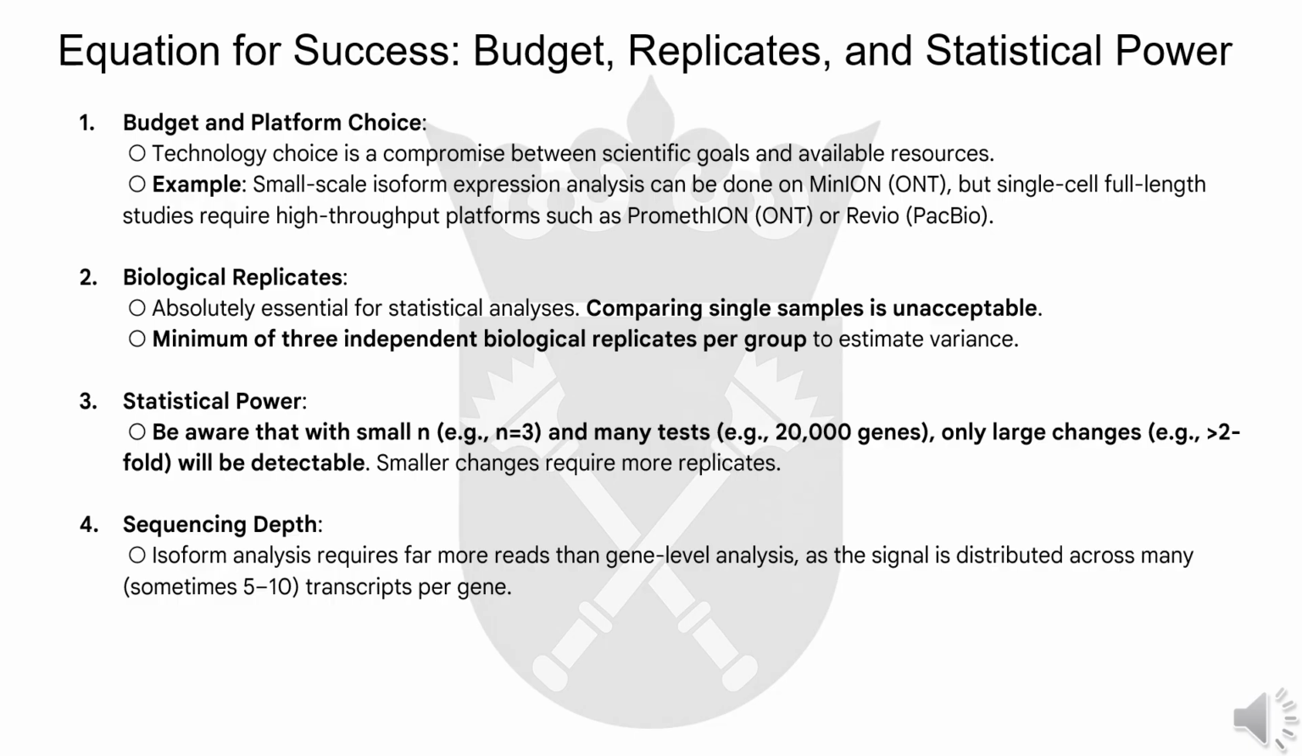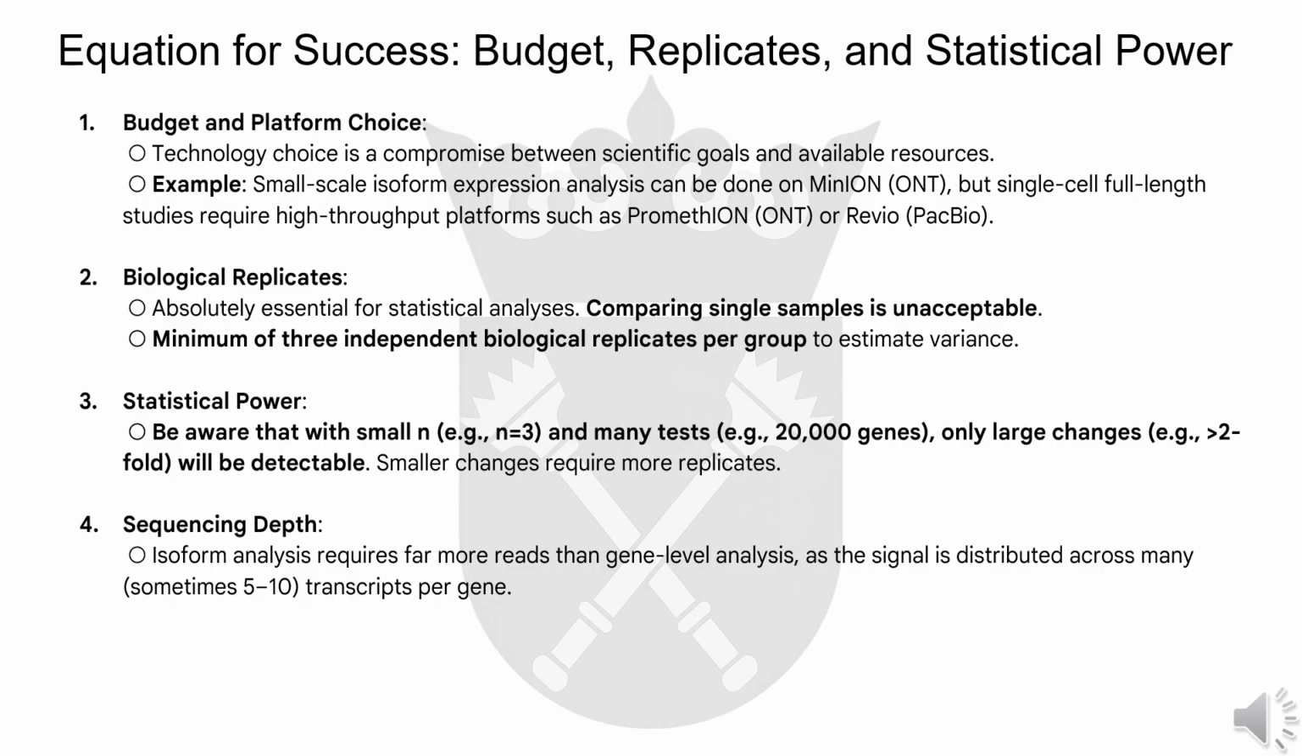On the other hand, data alone is not enough if we don't have the right number of biological replicates. This is not optional. It is an absolute necessity if we want to draw reliable conclusions. The minimum is 3 replicates per group, but if we expect subtle effects or have high sample variability, we need more. And finally, statistical power.